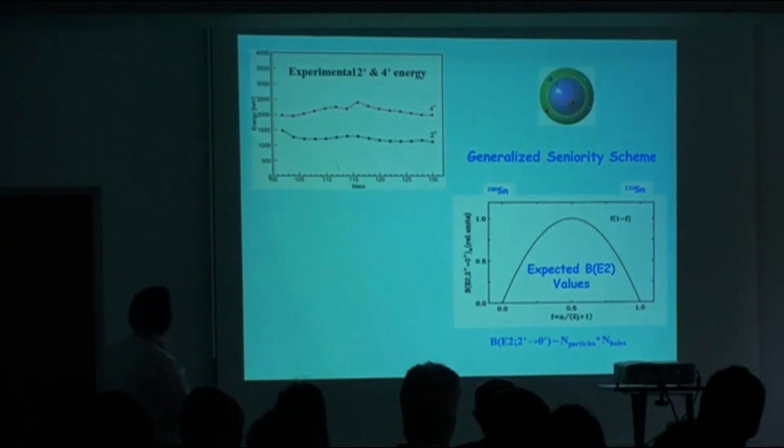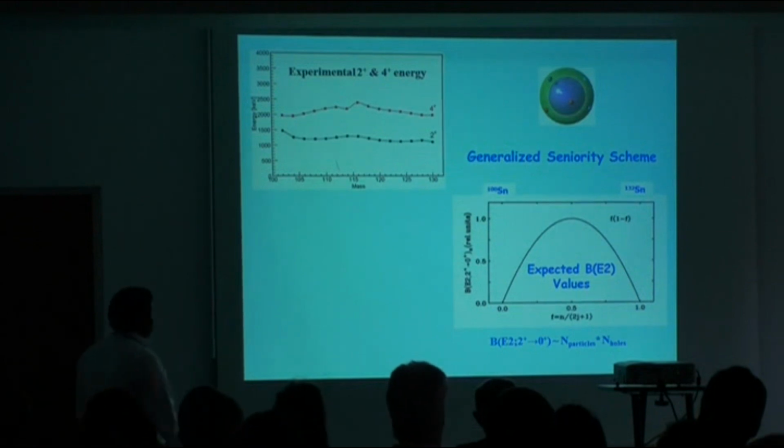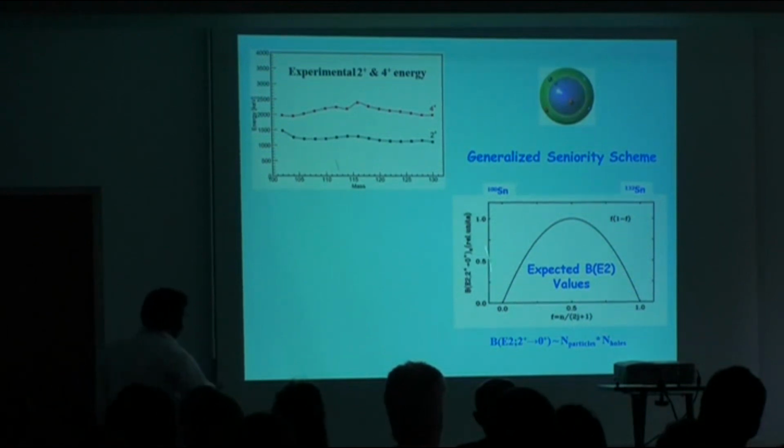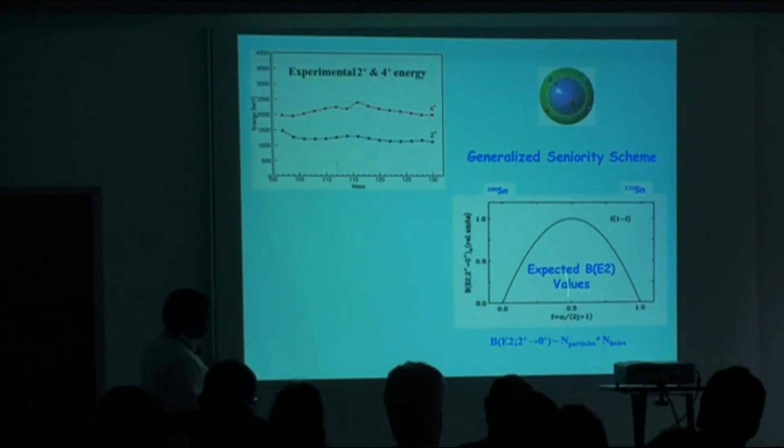So let us have an overall view of the tin region. As you can see, the 2 plus and the 4 plus energies show almost no change, and this is a typical behavior of the generalized seniority scheme. And in this picture you see the B(E2) values plotted against the mass number, and what you expect is a nice bell-shaped structure. For the doubly magic 100 and 132 tin, the values are 0, and the maximum is expected around mid-shell.